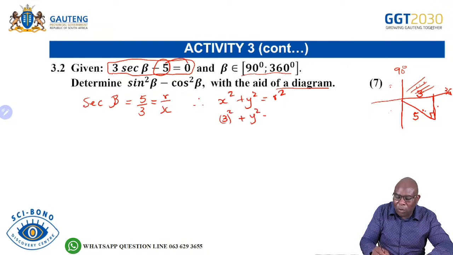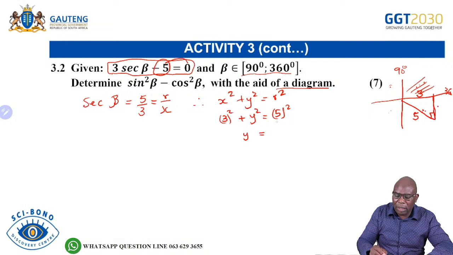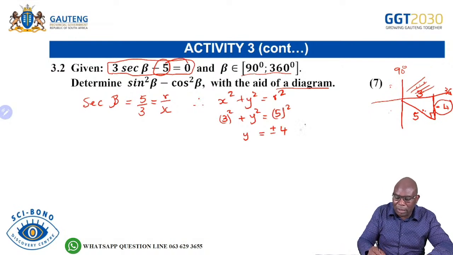My y, I don't know. My r squared is 5 squared. So my y value will be 25 minus 9, which is 16. And the square root of 16 is plus or minus 4. But which one do I take? I'll take the minus 4. Reason being, the y value is in the 4th quadrant and it's a negative value. I'll then say, therefore, my y will be negative 4. Okay.